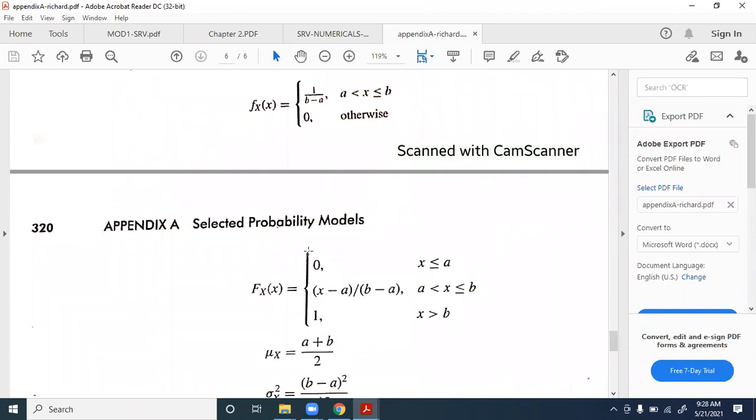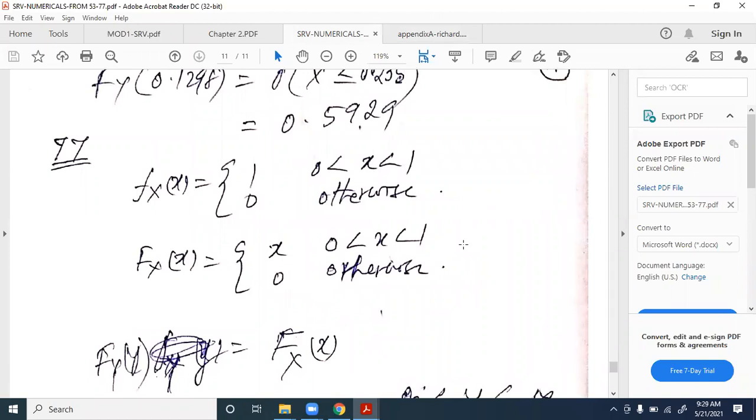So you can see here 0 for x less than a, (x minus a) by (b minus a) between a and b, 1 above b. So our a is 0 and b is 1. Therefore 0 for x less than 0, (x minus 0) by (1 minus 0) will give me x only, and here 1 for x greater than 1, and this will be 0 less than x less than or equal to 1. Okay, so there is a small change in the solution, but that doesn't make any change further.